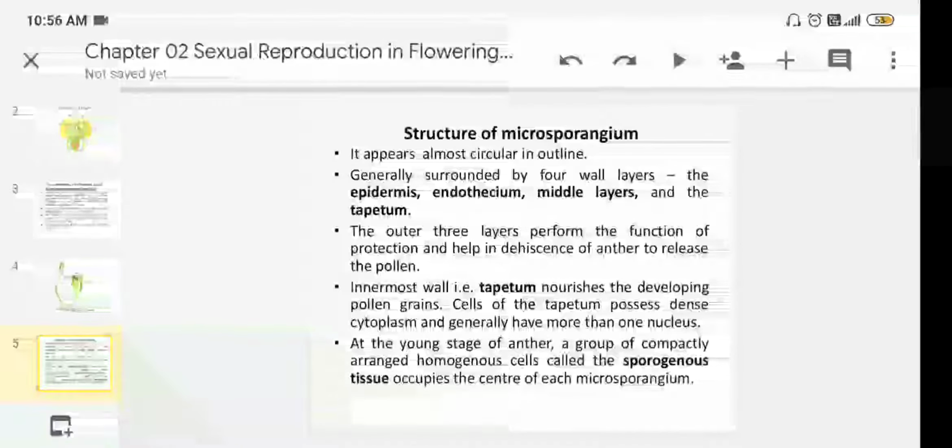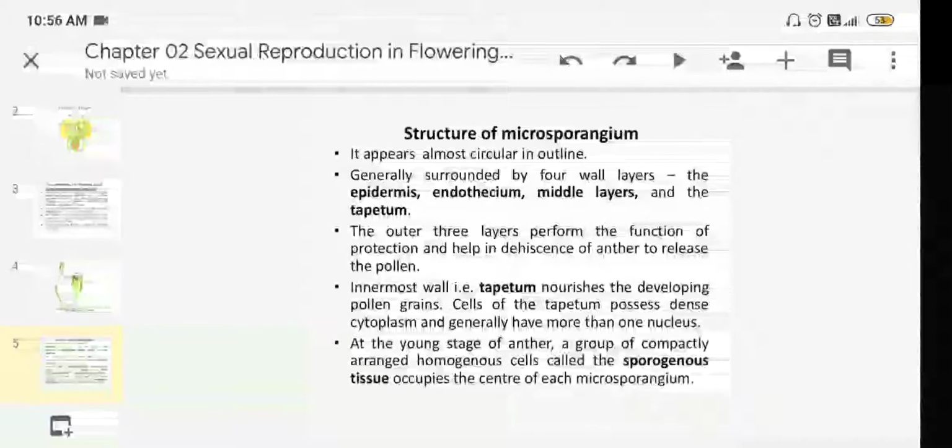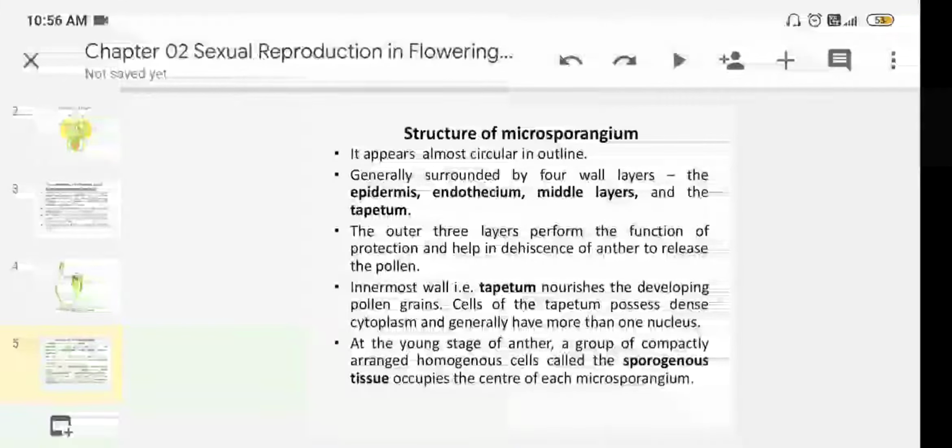Sometimes it may be asked as a 1 mark question: name the different wall layers of the microsporangium, or which one is the outermost or which one is the innermost layer of the wall of the microsporangium. The outer 3 layers perform the function of protection and help in dehiscence of the anther to release the pollen.